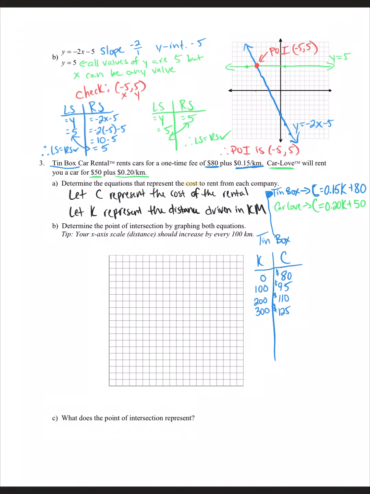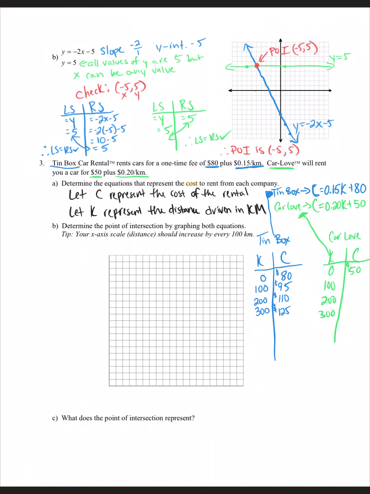All right, let's take a look at what Car Love looks like. So again, there's going to be kilometers and there's going to be a cost. And we'll take a look at our cost for 0, 100, 200, and 300. So if I plug in 0 into this equation now to determine my cost, 0.20 times 0 is 0, plus 50 will be 50. Okay, and then you can work through finding these other ones.